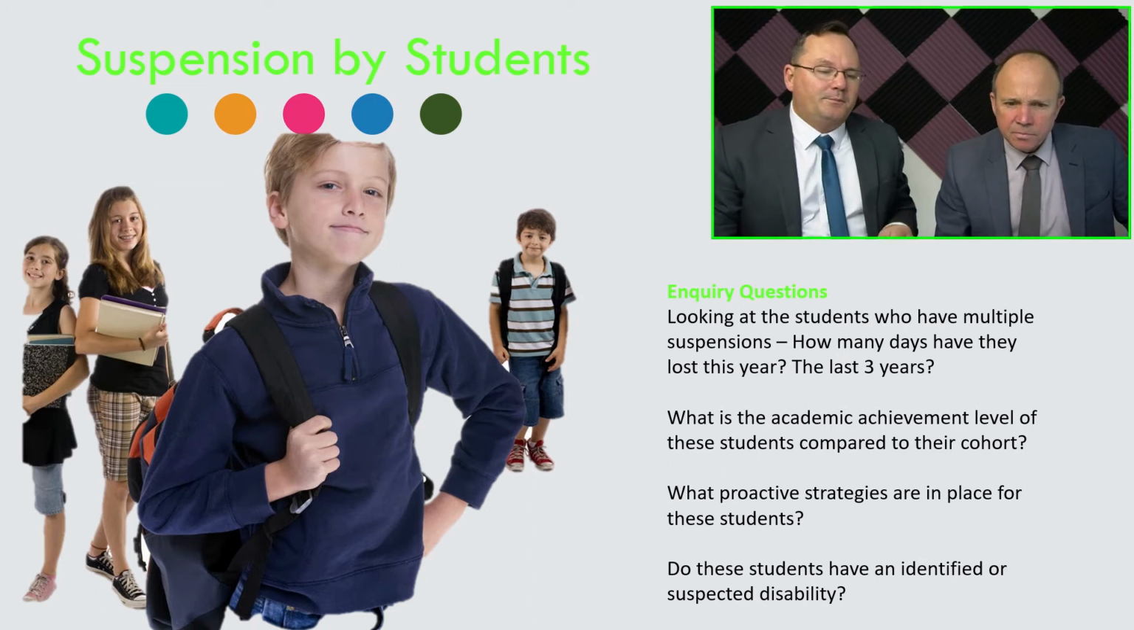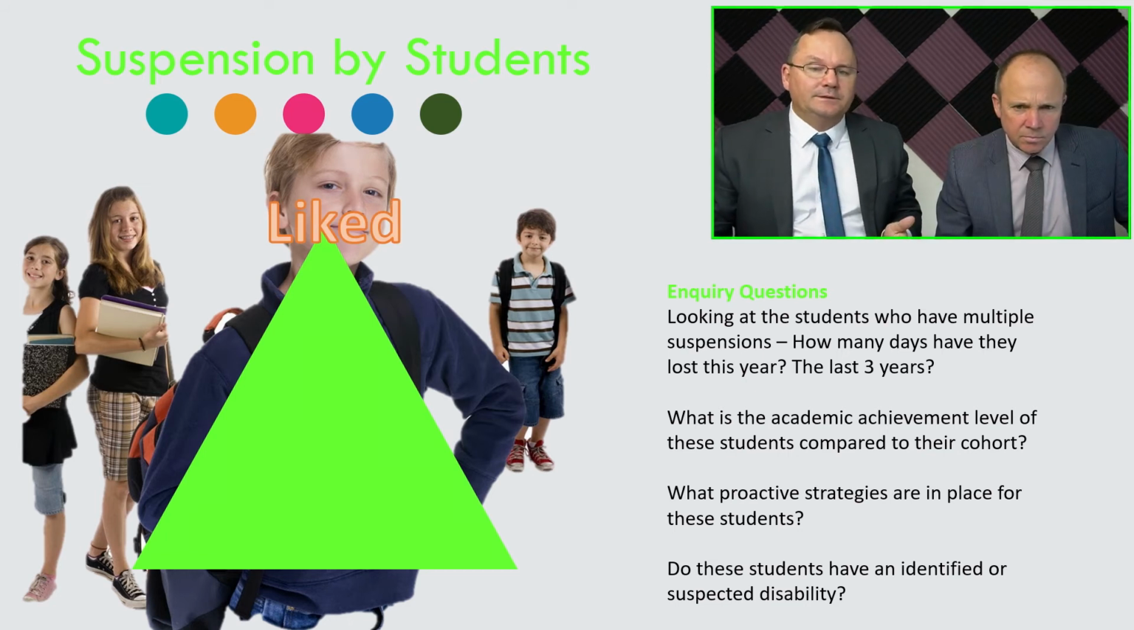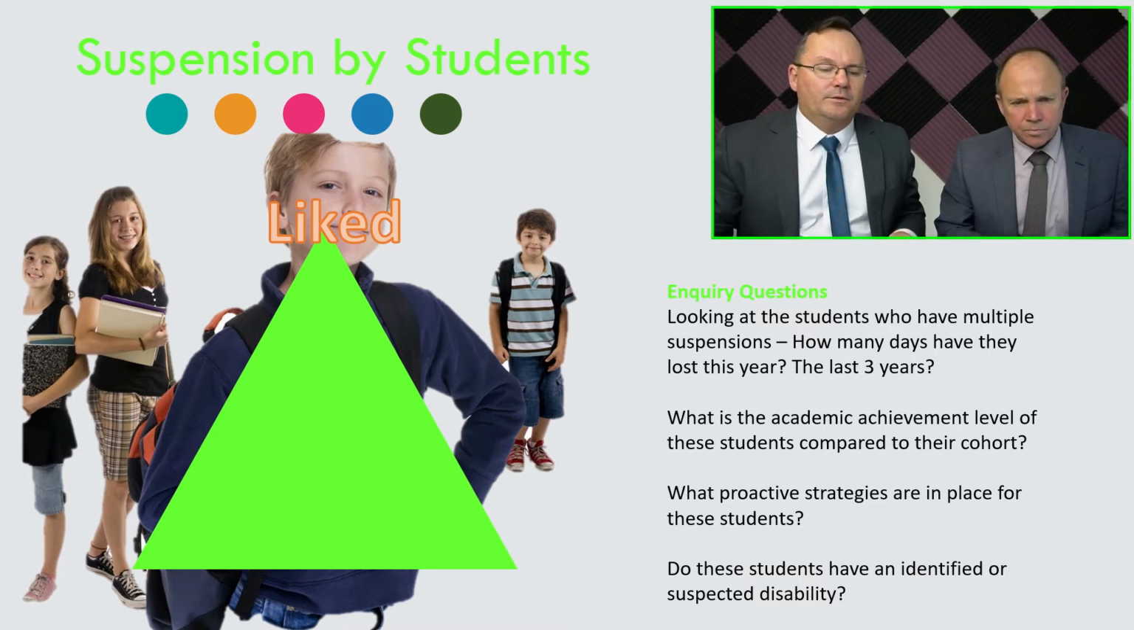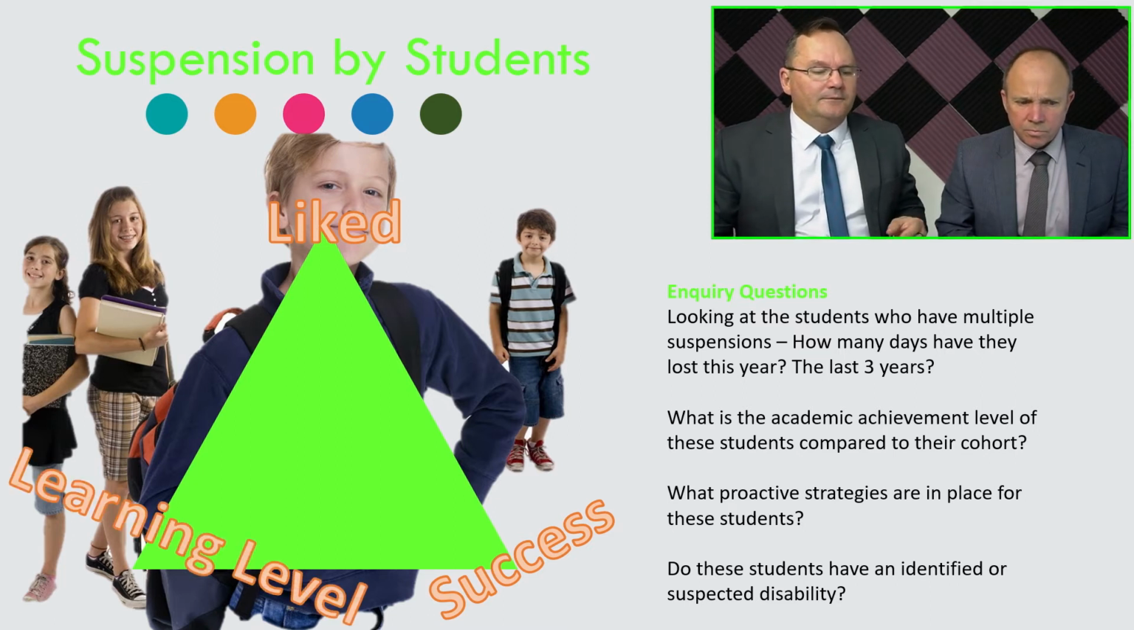Now, we're really happy to share with you what we call the ImpactEd triangle of success. We believe that for every child to be successful in our schools, there are 3 factors. The first is they need to be liked. They need to have friends within their cohort group, but they must feel that teachers like them and want them to be at school. They must experience success, and it's really important that students experience success every day, not just very occasionally. And finally, they need to have learning that's at their level, which takes us back to our inquiry question. What's the academic achievement level of those students?